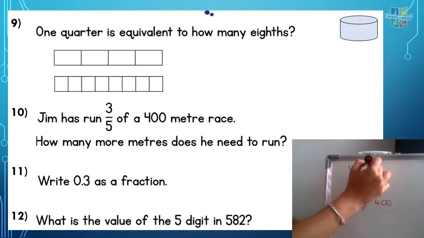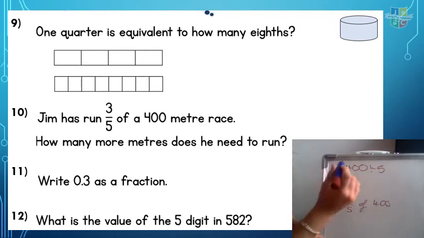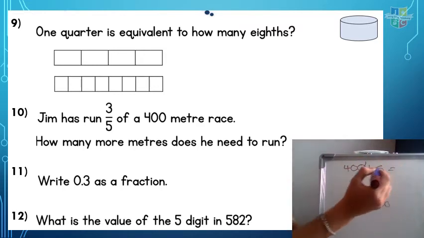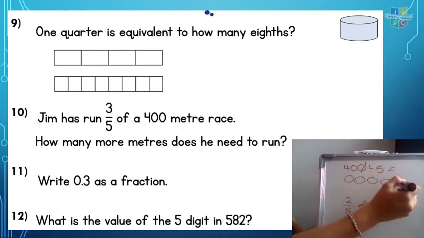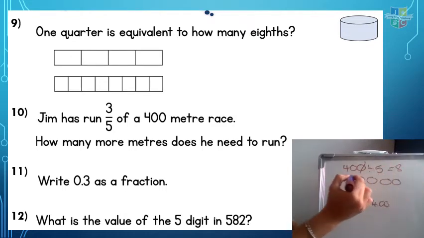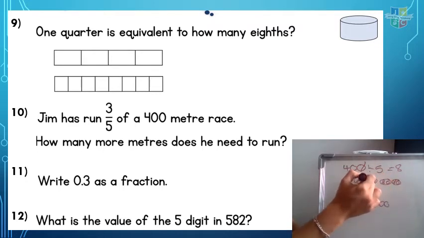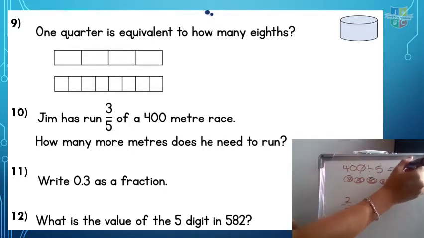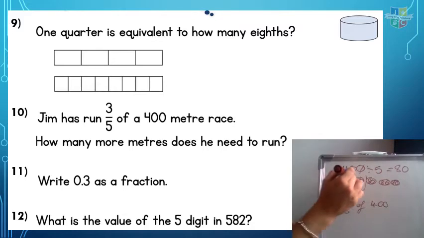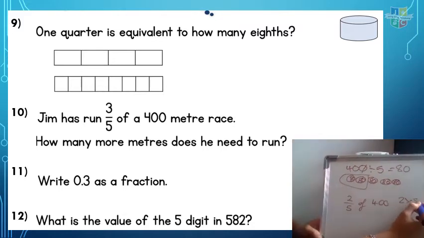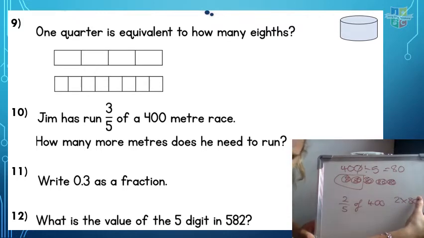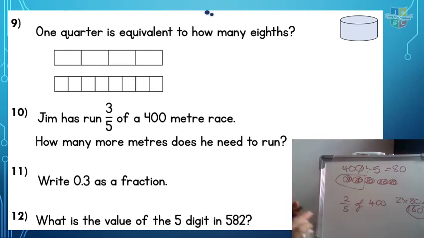I could do 400 divided by 5. However, that's a big number, so let's get rid of a 0. Let's do 40 divided by 5. So I know there's going to be 5 circles. I could have shared it out, or I know the answer would be 8 because I've done my 5 times tables. But I need to put my zeros back on, so it's 80. And if I want 2 parts, I can do 2 times 80, or 2 times 8 is 16, and then put your 0 back on to find 160. Alternatively, you could have found what 3/5 were worth and then taken that off 400 to find the answer.